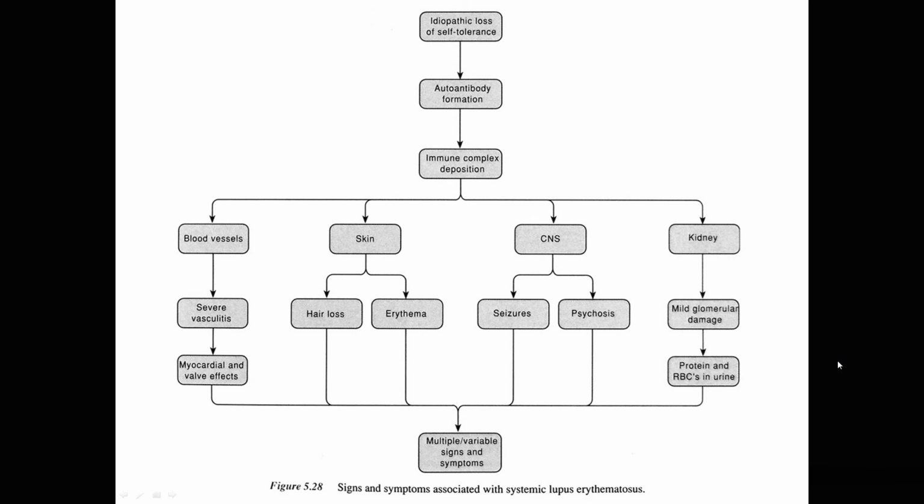Systemic lupus erythematosus is a good example of a systemic autoimmune reaction. The cause is not yet elucidated. It is believed to be idiopathic loss of self-tolerance with autoantibody formation. Antibodies are anti-nuclear antibodies against native DNA or against the ribonucleoprotein, the so-called Smith antigen.